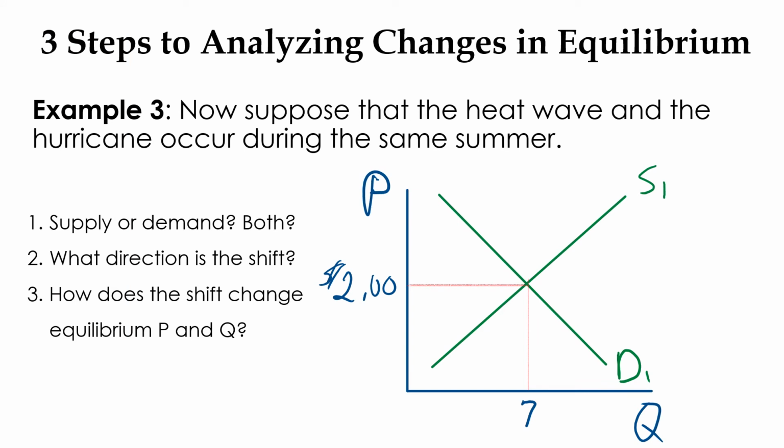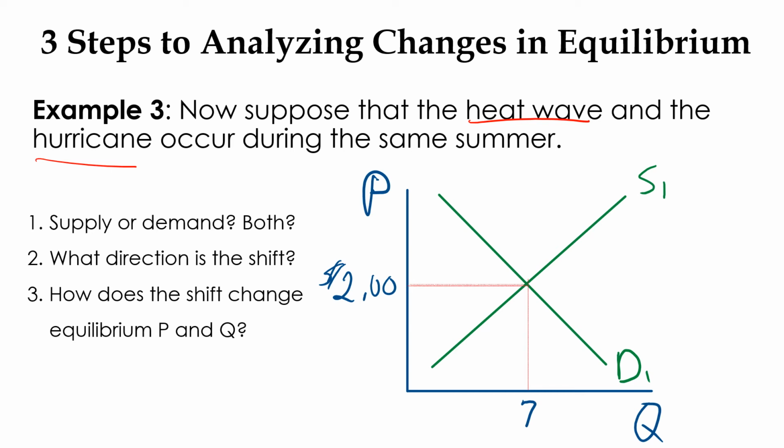All right, example number 3. Now suppose that the heat wave and the hurricane occur during the same summer at the same time, okay? So again, the heat wave causes an increase in demand, and the hurricane drives up the price of sugar and causes a decrease in the supply of ice cream. Okay, so both things are happening at the same time. So what's going to happen?